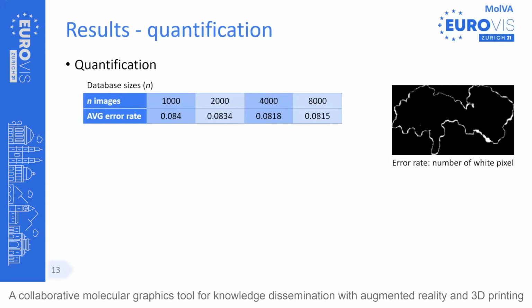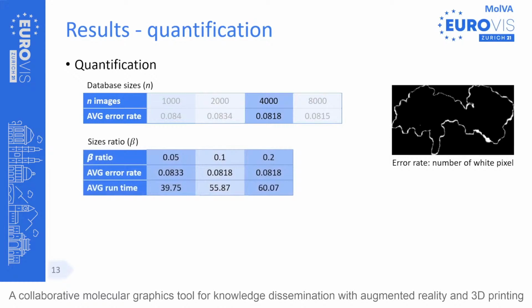As the difference of this rate between the 4,000 and 8,000 databases is very small for a double number of images, we set n at 4,000 for the continuation of this test. Again, to limit the number of comparisons, we study, for the threshold of size ratio of the cropped image, the average error rate and the average runtime. For beta, we test the values 0.05, 0.1, and 0.2. At 0.05, we note a degradation in the error rates, so we set beta at 0.1.